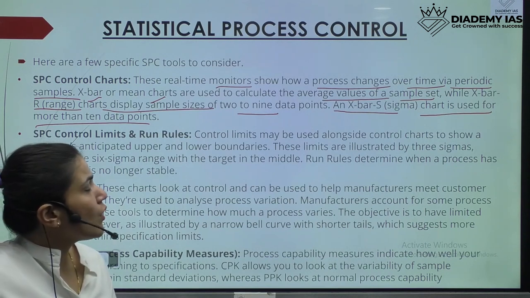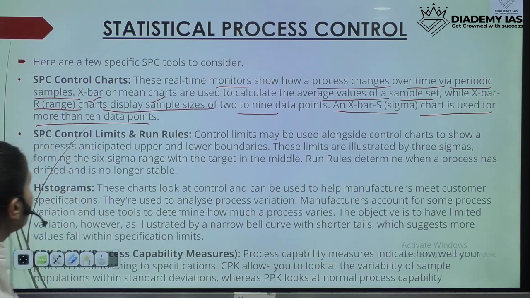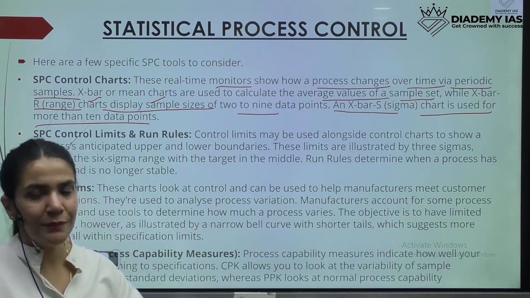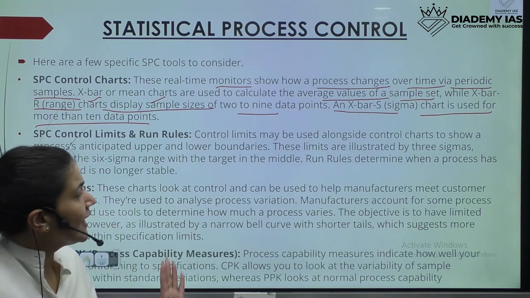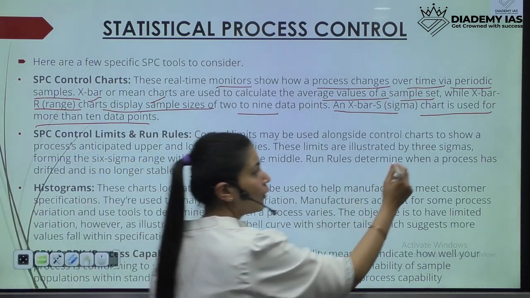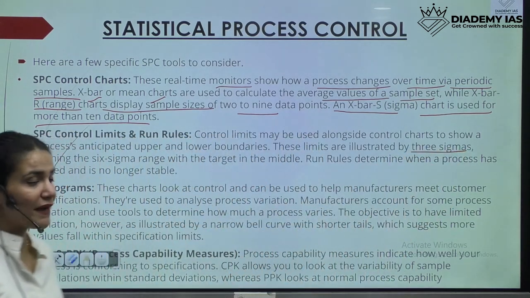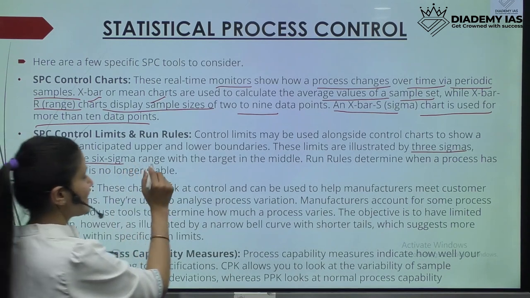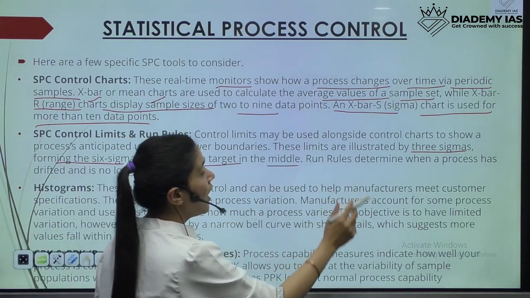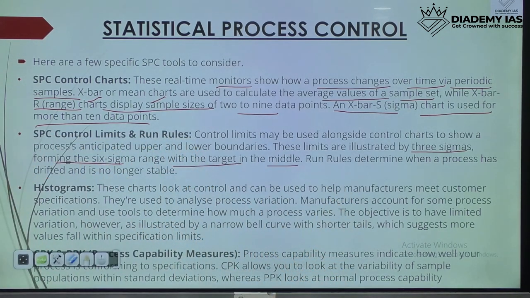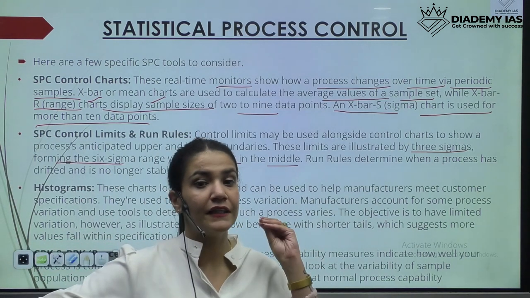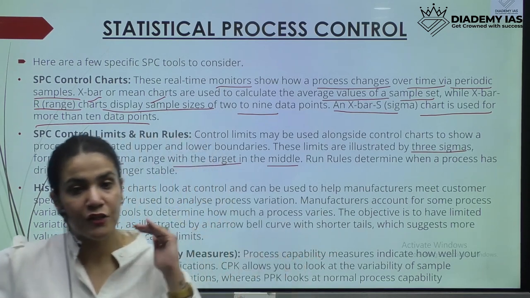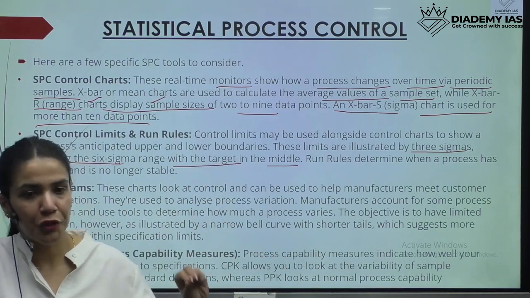Control limits may be used alongside control charts to show a process's anticipated upper and lower boundaries. Like I just told you, the control limits are set and have a very significant understanding. These limits are illustrated by the 3 sigma forming the 6 sigma range with the target in the middle. Run rules determine when a process has drifted and is no longer stable. So there are certain rules and criteria that they abide by to make sure that the process is very much in control.